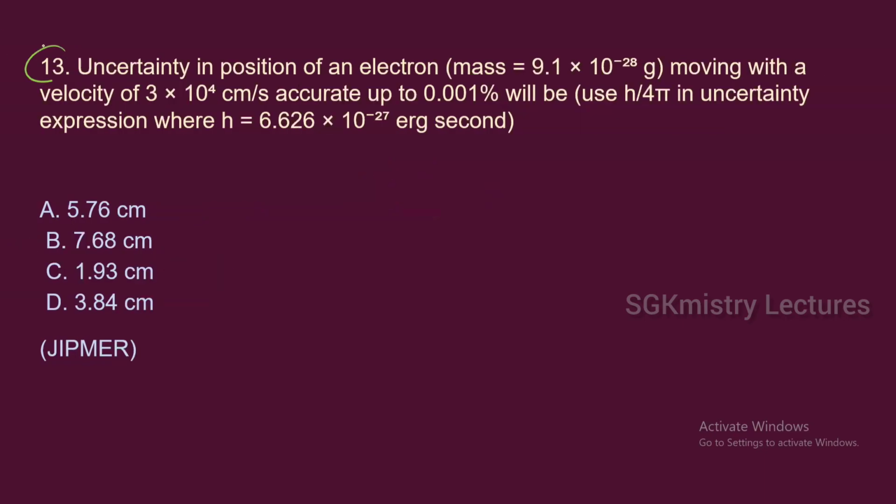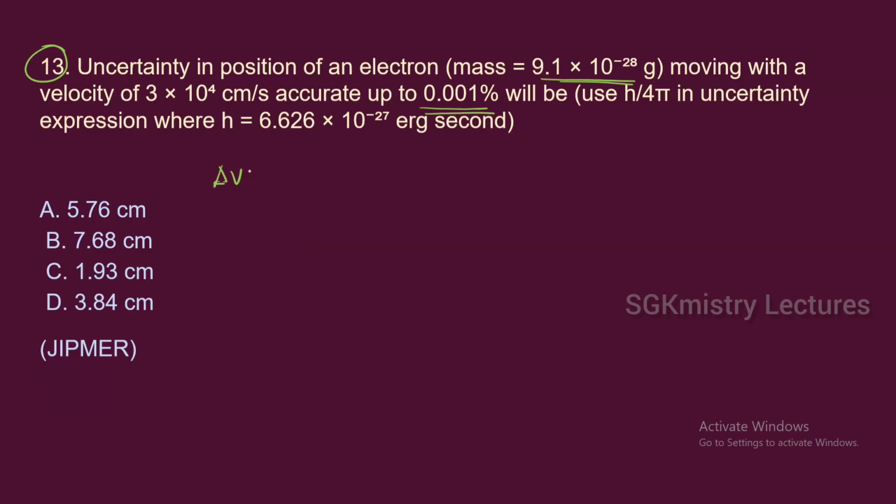Next, question number 13. Uncertainty in position of an electron. So already the mass of the electron is given, moving with the velocity of 3 into 10 to the power of 4 centimeter per second, accurate up to 0.001%. So that is what is asked. Again, for uncertainty, we have to use h by 4 pi that they have given.